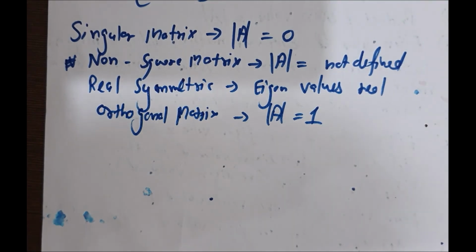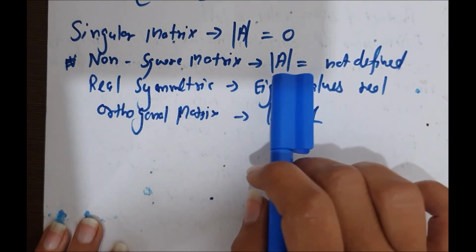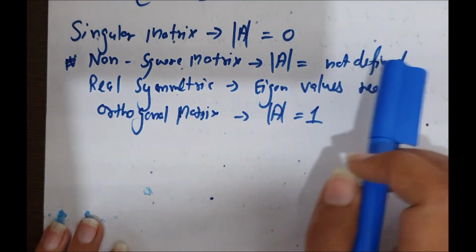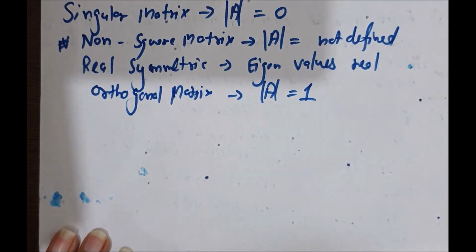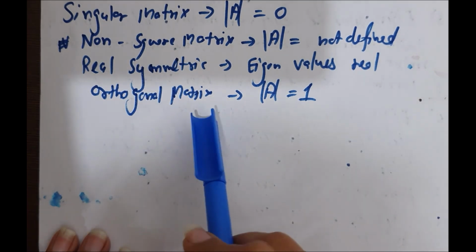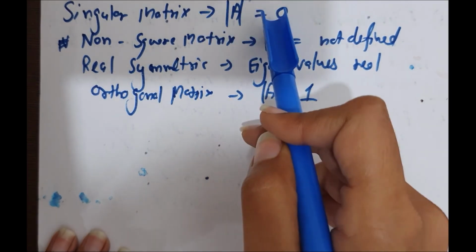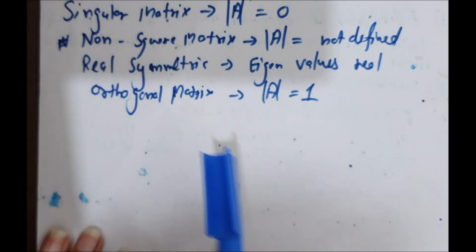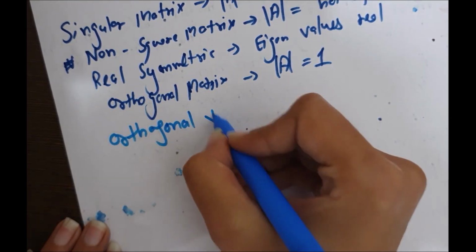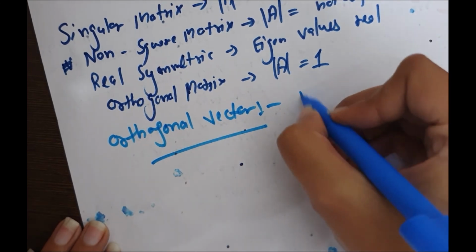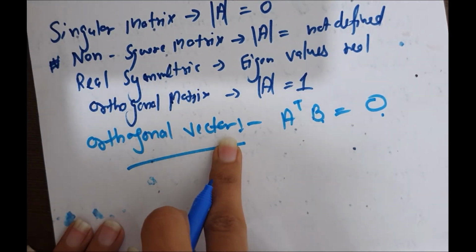Now the last few points. If A determinant is equal to 0, that is called a singular matrix. For a non-square matrix, A determinant is not defined. If eigenvalues are real, since there is no iota part in it, this is called a real symmetric matrix. If A determinant is equal to 1, that is called an orthogonal matrix. If A determinant is 0, that is called a singular matrix. If A determinant is 1, that is called an orthogonal matrix. We have also learned about orthogonal vectors. What was that? If A transpose into B is equal to 0, then that is an orthogonal vector.